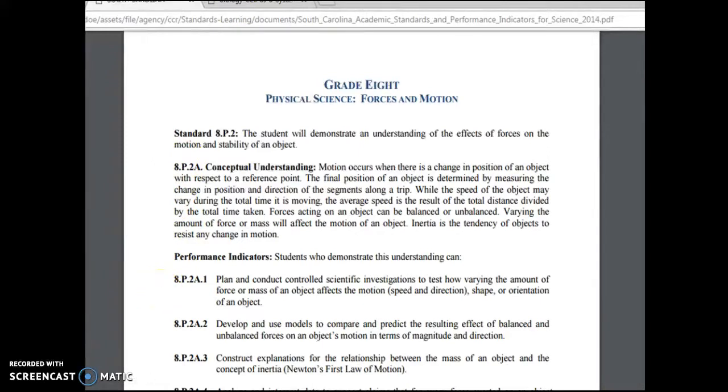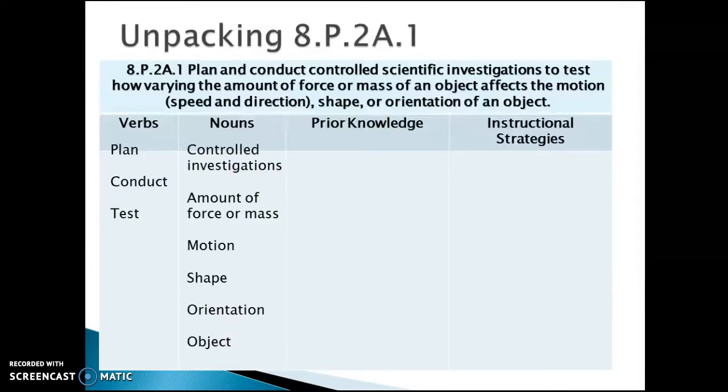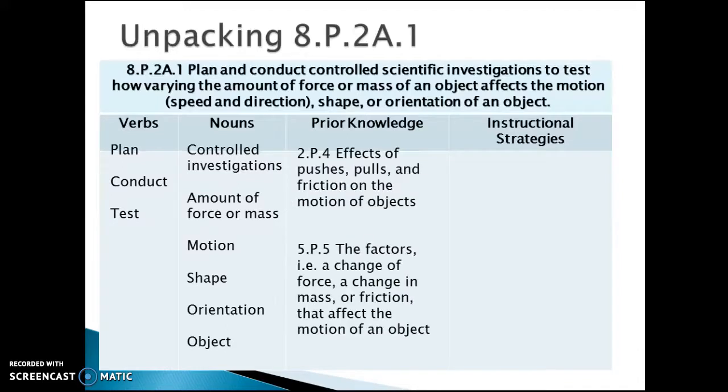We are going to take a look at planning and conducting controlled scientific investigations, this first one. And so our verbs are plan, conduct, and test. This is what students will be doing. Our nouns: controlled investigations, amount of force or mass, motion, shape, orientation, or object. Again, looking at the prior knowledge, straight out of the support documents. In 2nd grade, they looked at pushes and pulls and friction. And in 5th grade, they looked at factors that change force.